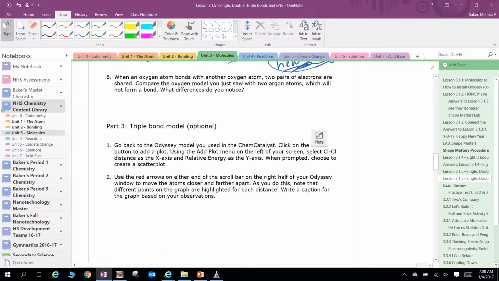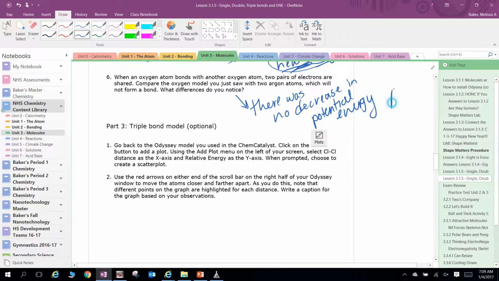It says, compare the oxygen model with the two argon atoms, which will not form a bond. What difference did you notice? I guess we did argon and oxygen, but same thing. There was no decrease in potential energy. Which makes sense because two argon atoms already have their octet. So there's no more favorable position for them to be in, helping each other out.